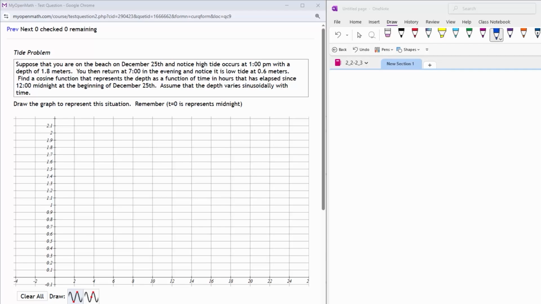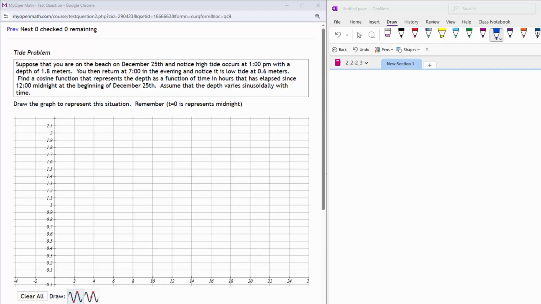Okay, you're on a beach. You notice high tide occurs at 1 p.m. with a depth of 1.8 meters. You return at 7 p.m. in the evening and notice it is low tide at 0.6 meters. Find a cosine function that represents the depth as a function of the time in hours that has elapsed since 12 midnight at the beginning of the day.